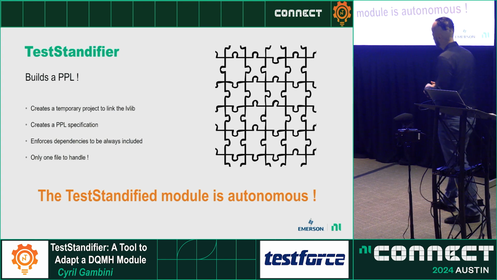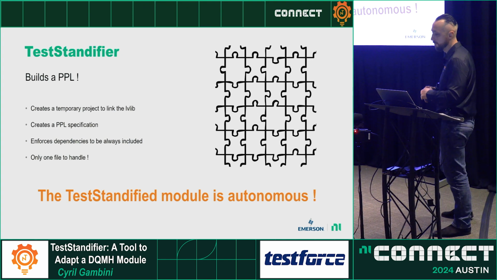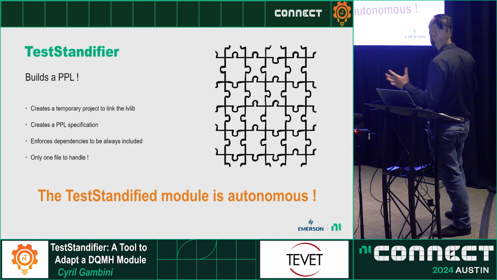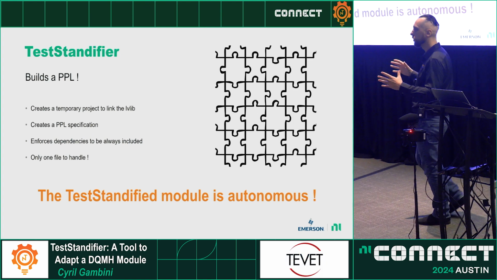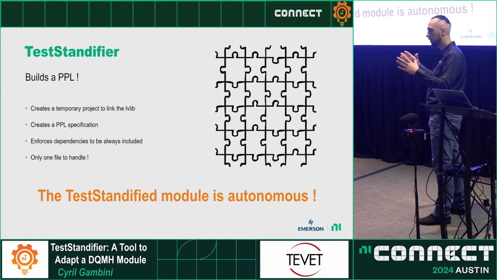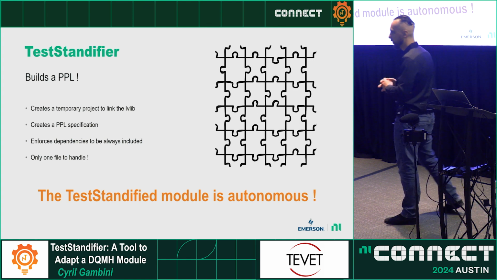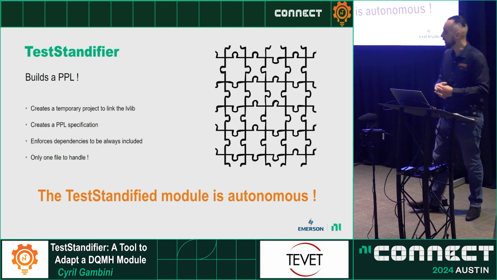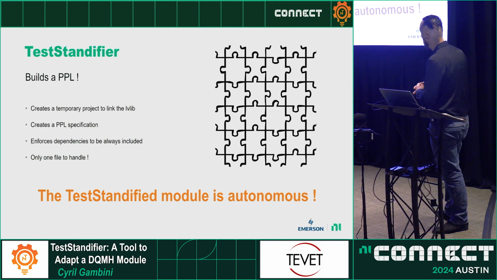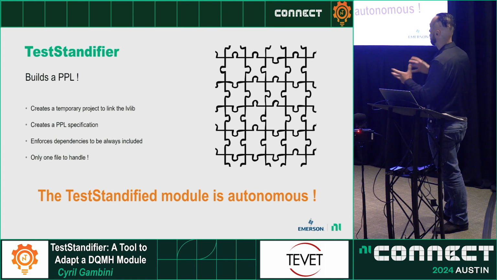So actually, the PPL is a way for us to assemble the puzzle that is a DQMH module and transform it into a single file that you can call actually from testing. But you will see that you will not be calling the PPL itself. So this is only a way to glue everything together into only one single file.